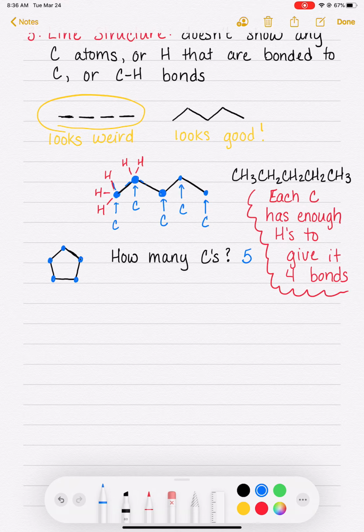This guy. Ask ourselves, how many bonds can we see? We can see 1 to the left and 1 to the right. That means there are 2 bonds that we can't see. We'll squeeze those in. Next carbon over.